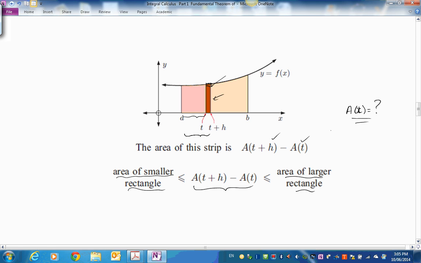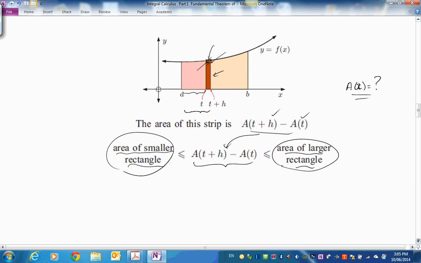What would it be? Well, we've got here the area of that strip in the middle, here it is, would be between the area of the larger rectangle drawn across the top and the area of the smaller rectangle drawn underneath. Can't see it very well there. But do you agree? That strip of area is somewhere between those two values, the same reasoning as before. Well, what can we do with that?